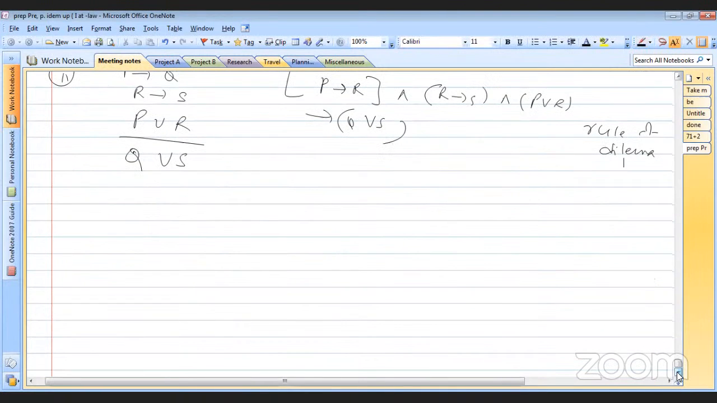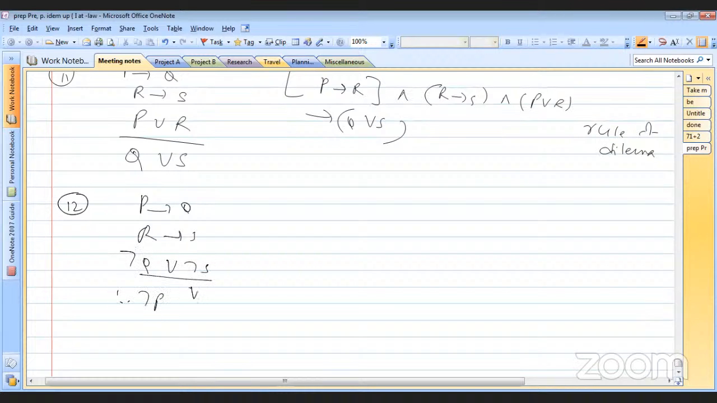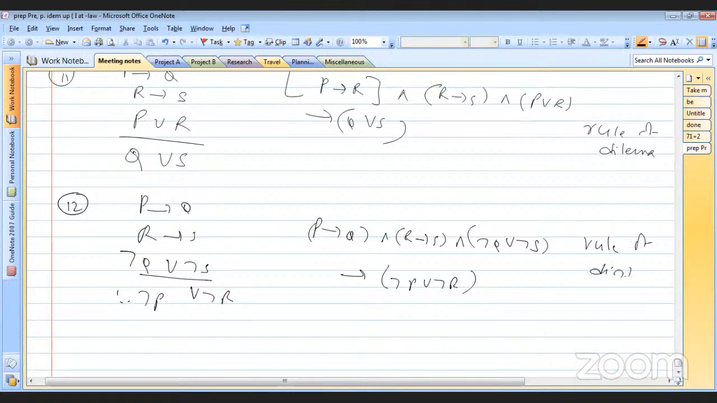Another condition, P implies Q, then R implies S, negation of Q or negation of S, we can write this condition: negation of P or negation of R. That is, P implies Q and R implies S, and negation of Q or negation of S, then negation of P or negation of R. This is the rule of disjunctive dilemma. So these are all the 12 conditions.